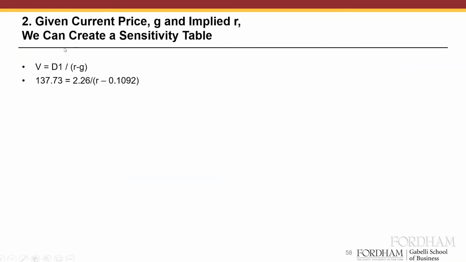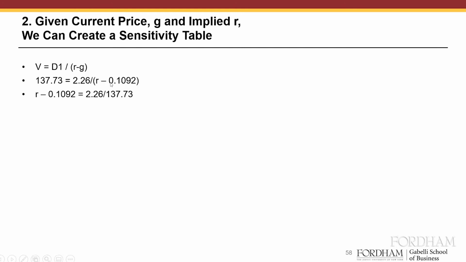So we have V equals D1 divided by R minus G. V, the stock price, is $137.73. And D1 is now 2.26. Why? Because D1, right, is D0 multiplied by 1 plus G, right? And then we divide this by R minus G, where we know G is 10.92.